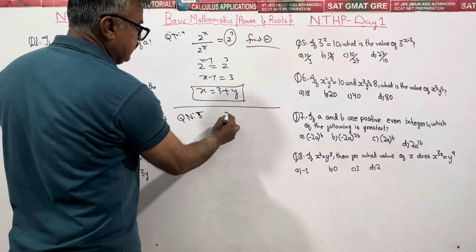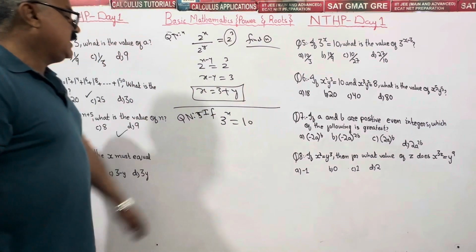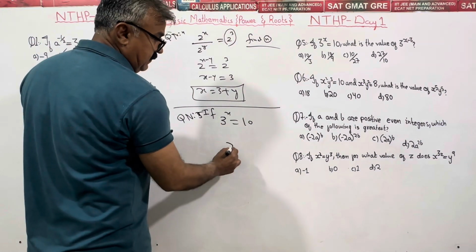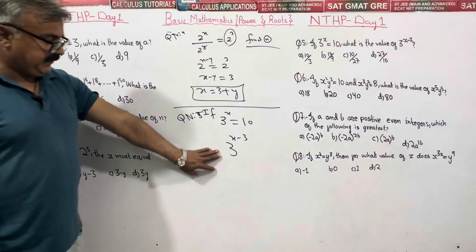3 raised x is equal to 10. The given part of the problem says that if 3 raised x is equal to 10, then we have to find the value of 3 raised x minus 3.